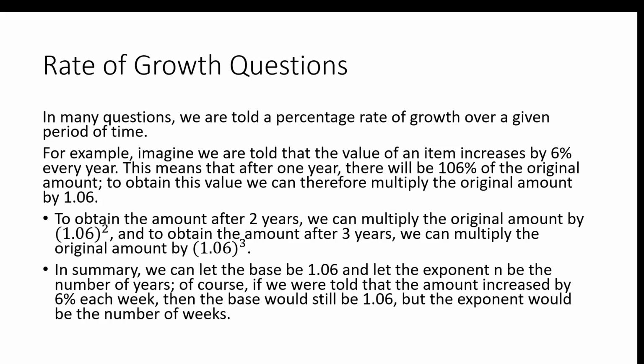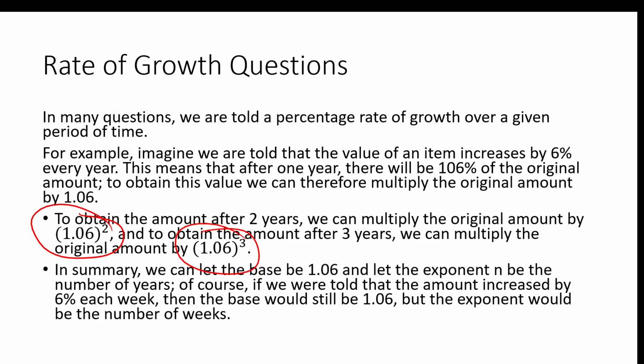Percent means divided by 100. Okay, so to obtain the amount after 2 years, you'd multiply the original amount by 1.06 and 1.06 again. In other words, you'd multiply the original amount by 1.06 squared. To obtain the amount after 3 years, you'd multiply the original amount by 1.06, then also by 1.06, then again by 1.06, in other words, 1.06 cubed. In summary, you could let the base be 1.06 and let the exponent N be the number of years.